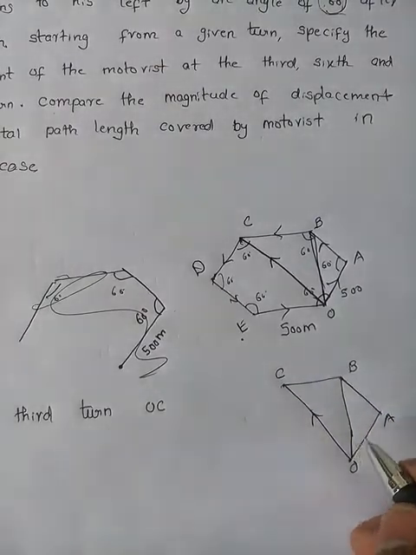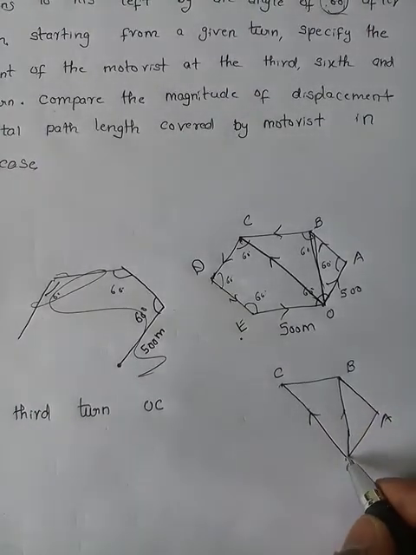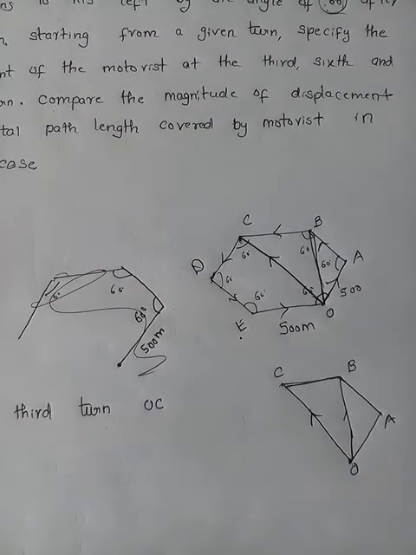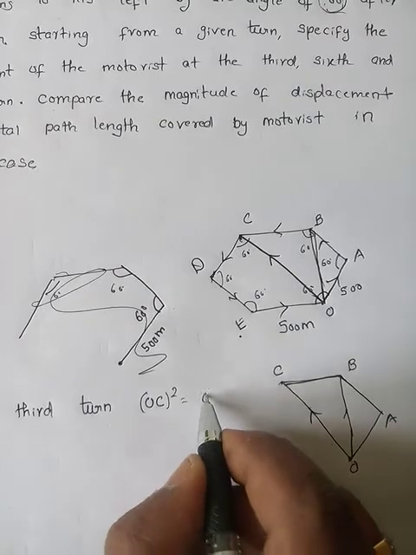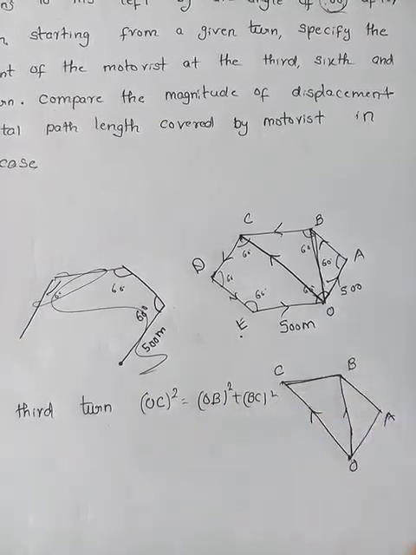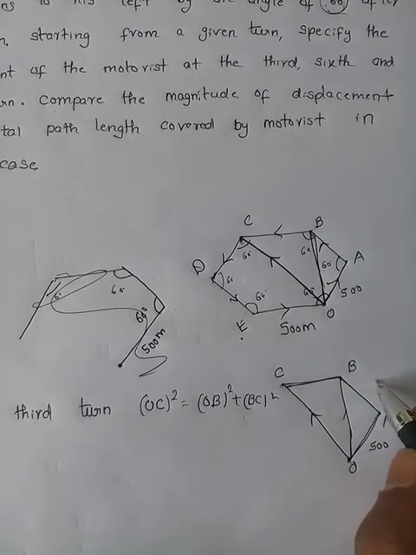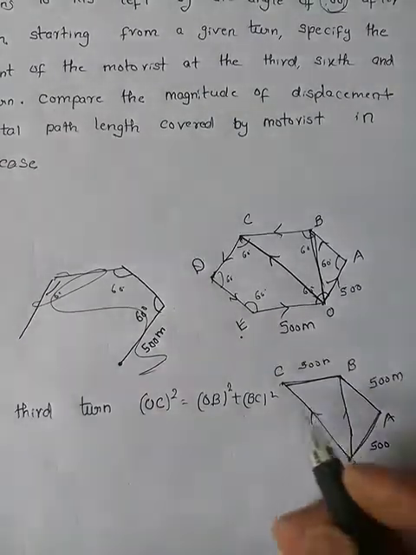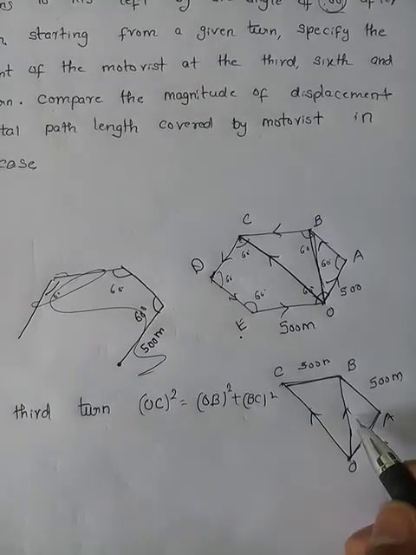Now OB and BC are the two sides of a triangle. Then we can apply the right angle triangle, right? OC square is equal to what? OB square plus BC square. See here, OA is 500, AB is 500, BC is 500. We know the BC value, but we don't know OB. Now, how to calculate OB?